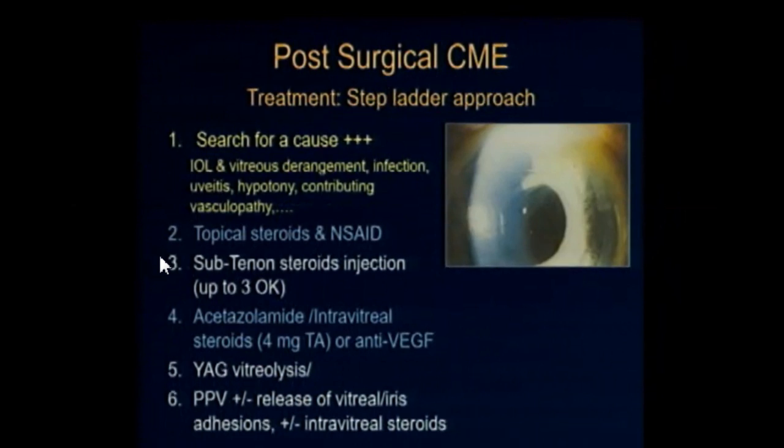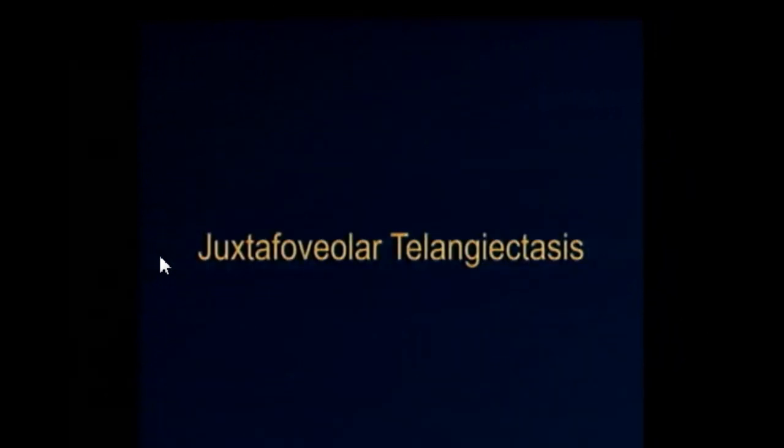And if nothing works, okay, then you may want to consider doing a PPV and removing the vitreous, removing any inflammatory cytokines in the vitreous, and removing the hyaloid from the surface of the retina. And then you give some intravitreal steroids and you pray, okay? So that's how you do it.